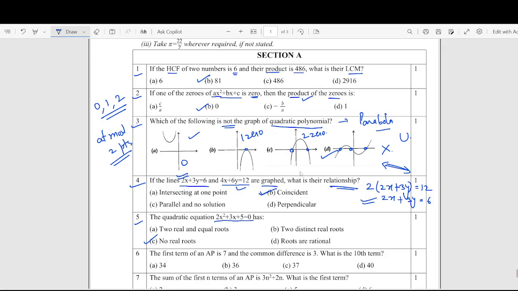Now question number 6. In question number 6, the first term of an AP is 7. We know that the first term of an AP is always denoted by A, and the common difference is D. It is given as 3. What is the 10th term? We have to find the 10th term.